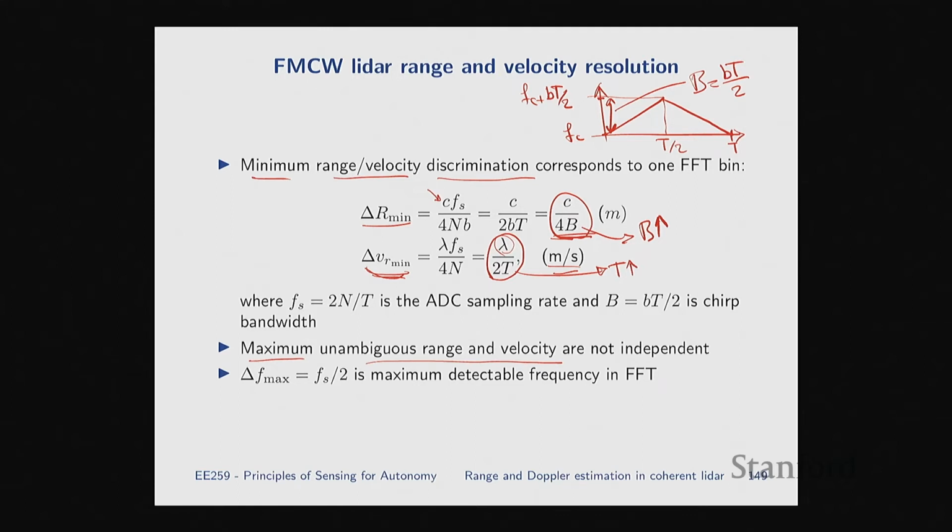Unlike the case of radar, where we had one FFT for range and one FFT for velocity, here the same FFT essentially gives you both range and velocity information. So you cannot independently determine your unambiguous range and velocities in this case, again, because the frequency of the peaks that you get has contributions from range and from velocity.